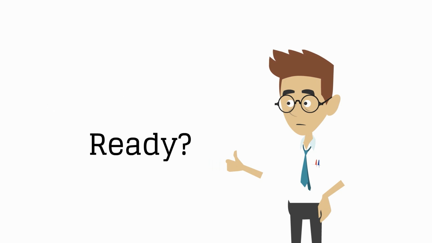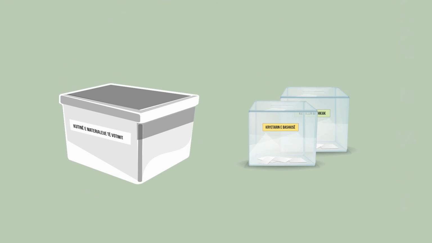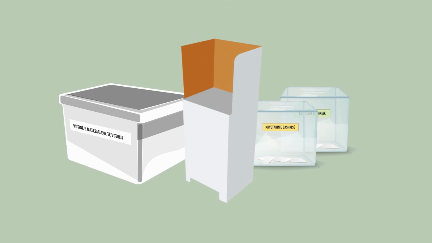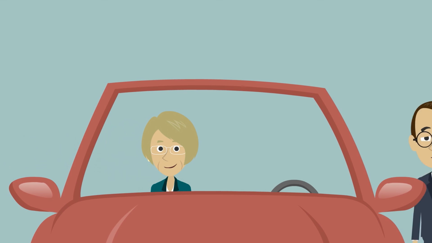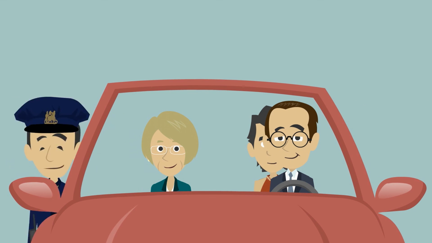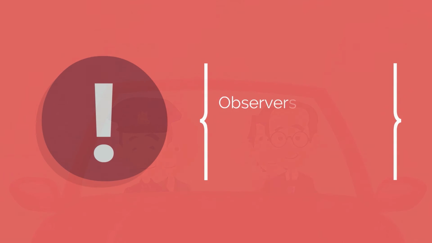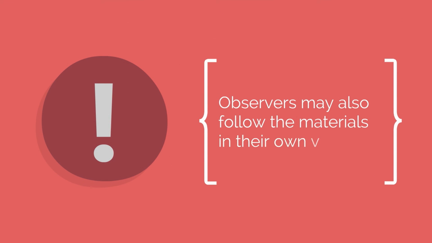Ready? After completing all the steps to close the voting center, the ballot boxes, the box with the election materials, and the voting booths are sent by the VC Commission immediately to the ballot counting center. This delivery is made by the VC Commission Chair, the Secretary, any other Commission member who wishes, and a police officer. Observers may also follow the materials in their own vehicles all the way to the point of the handover.